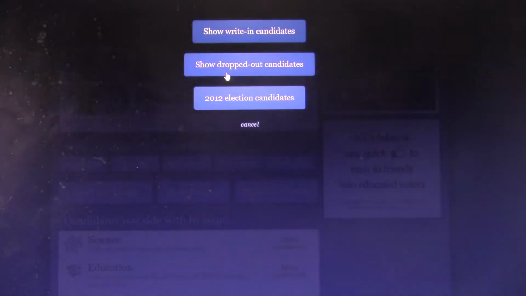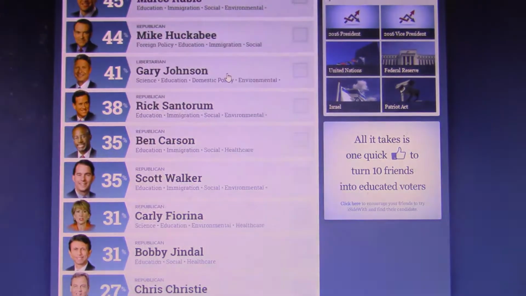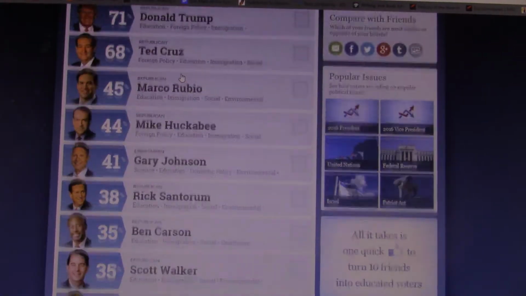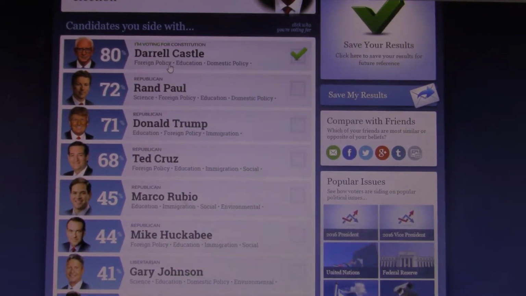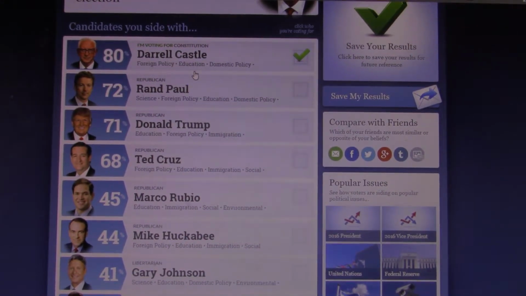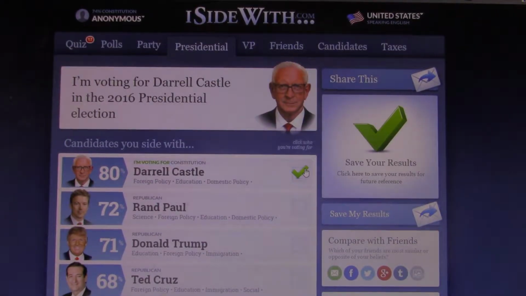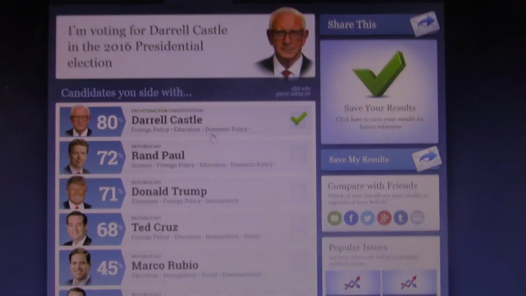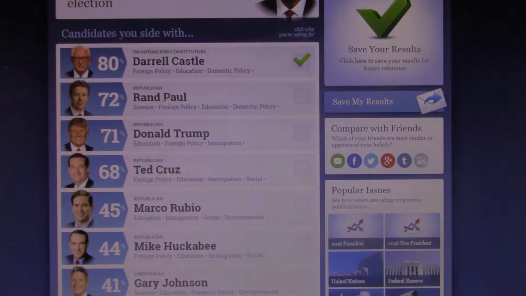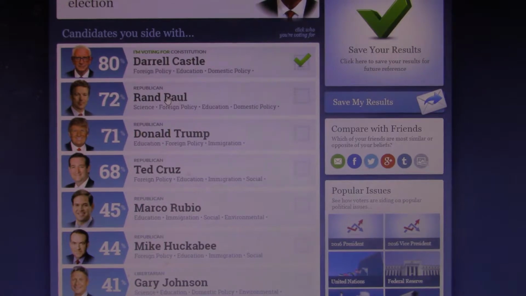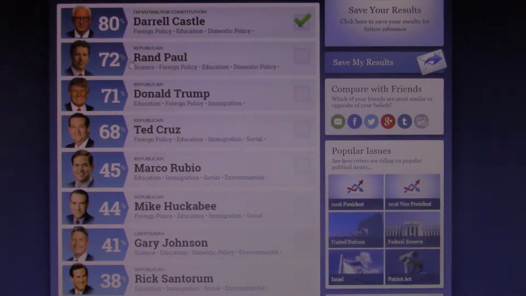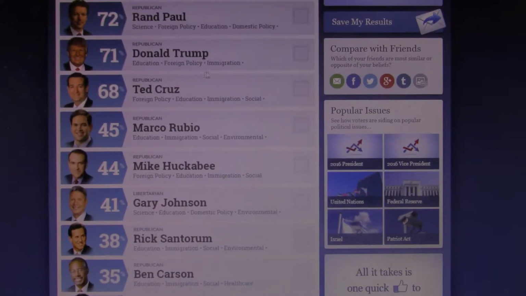There's also dropped out candidates. The person I agree with the most here is still Darrell Castle, although he hasn't dropped out. He's still up here because I clicked this little box. Rand Paul is the one I agree with the most out of the dropped out candidates, so the second highest of everybody. Donald Trump 71. I agree with Rand Paul on science, foreign policy, education, domestic policy.